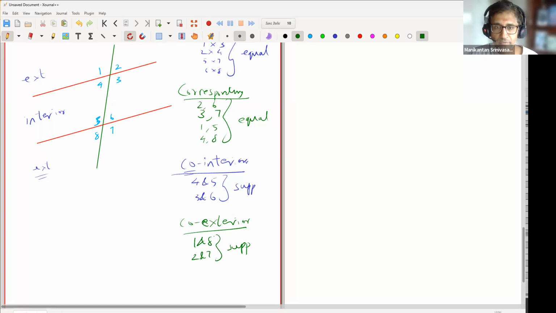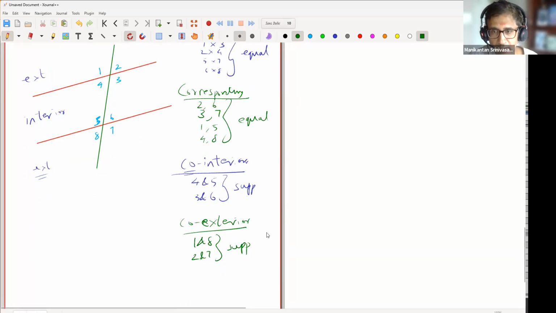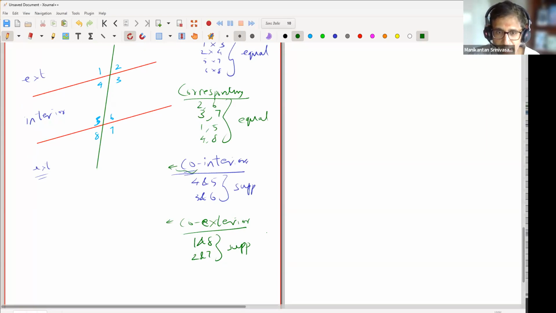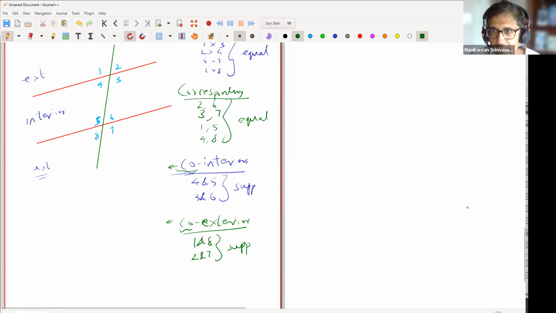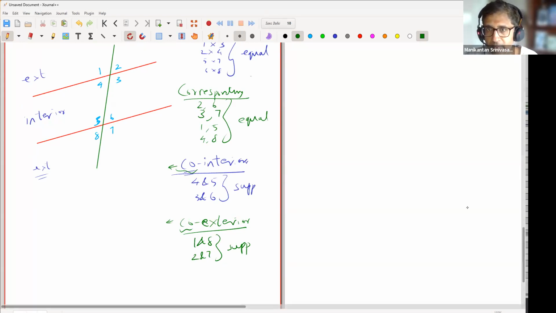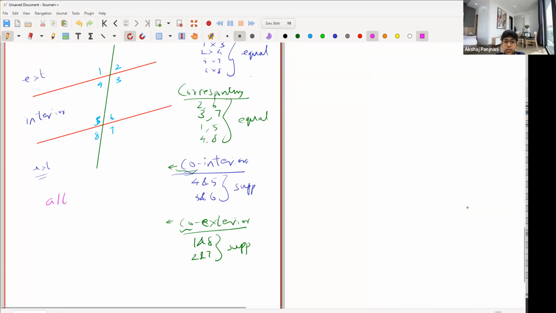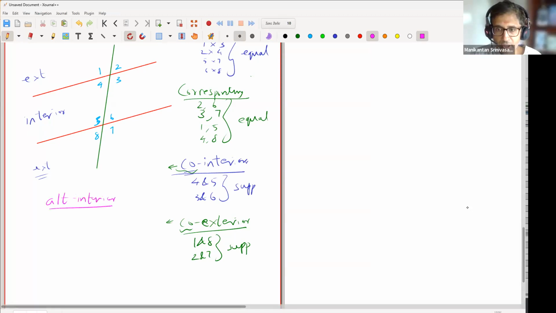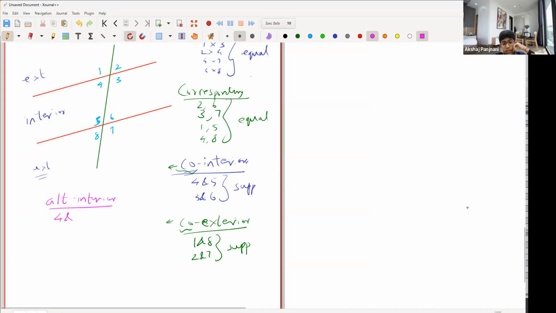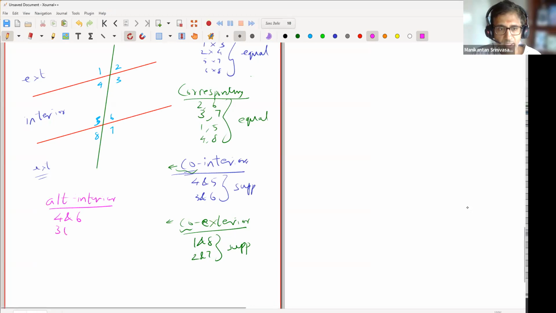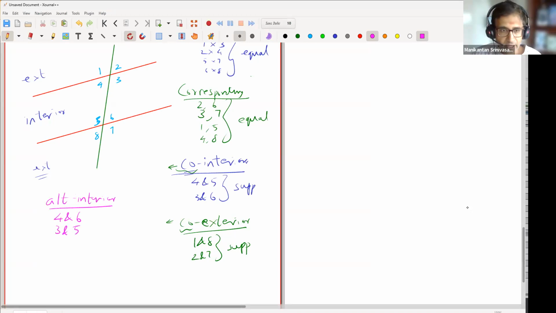So we did co-interior, co-exterior. If I just have to change the word co, what will that be? Alternate interior. Yes, co is the same side. Alternate is the opposite side. Akshaj, can you give an example of alternate interior? 4 and 6, right? Both are interior, but on the opposite side of the green transversal. 3 and 5.